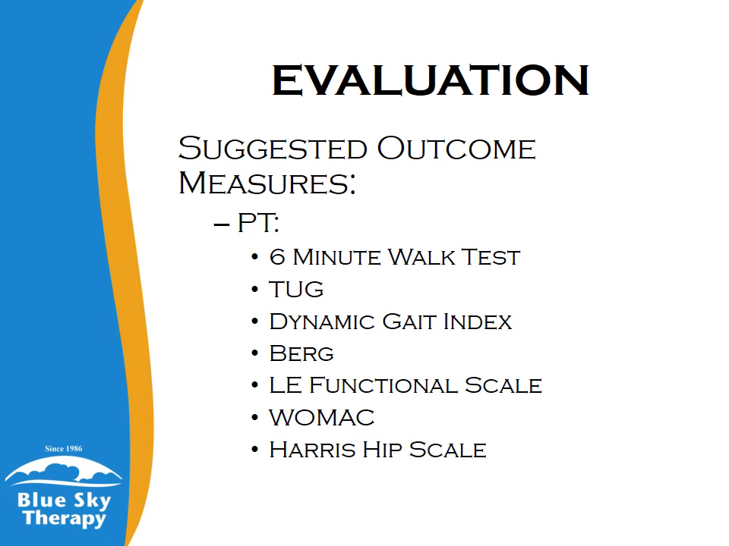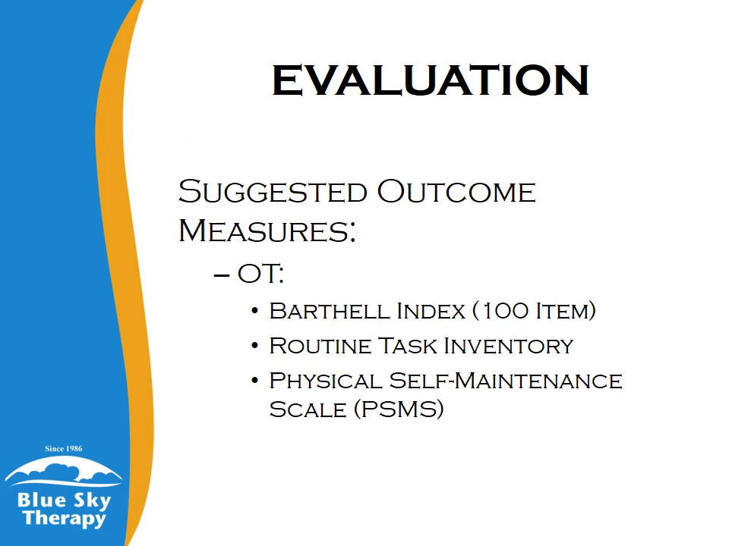Suggested outcome measures for PT are the 6-minute walk test, the timed up and go, dynamic gait index, the Berg balance scale, the lower extremity functional scale, and the Harris hip scale. Suggested outcome measures for OT are the Barthel index, the routine task inventory, or the physical self-maintenance scale. All of these tests can be found in your function assessment tools folder.